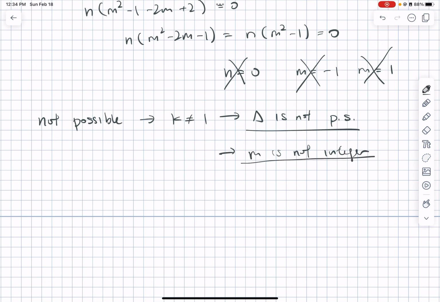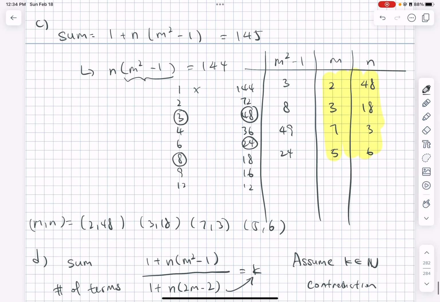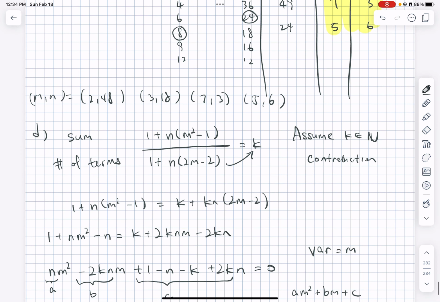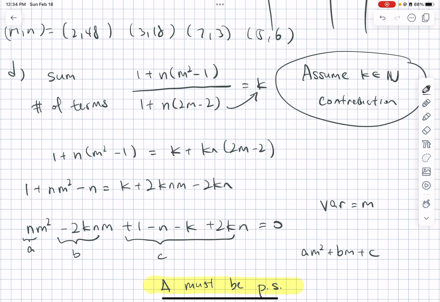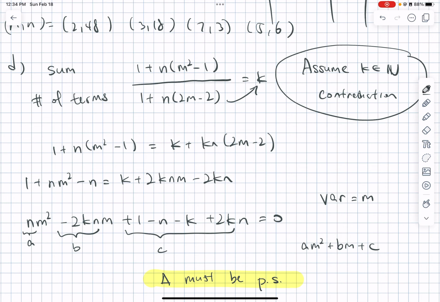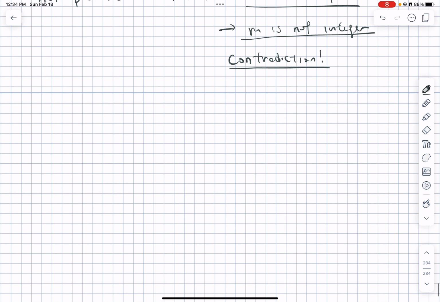This contradicts what the question says, because it says m and n are positive integers. So we have a contradiction. What is this contradicting? This is contradicting the statement we made at the start of the question, which is to assume k is an integer. Because we have a contradiction, k cannot be an integer, and we've proved by contradiction that k is not an integer.